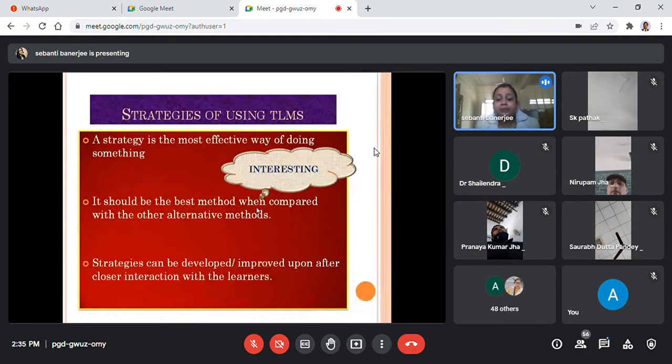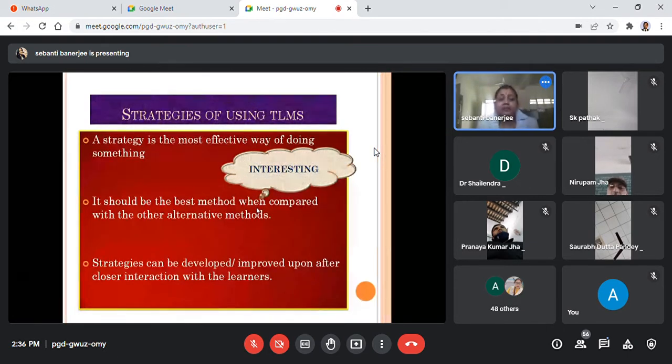Now, the strategies can be developed and improved upon after close interaction with the learners. First of all, we have to take the feedback of the learners. What are the requirements? What is the IQ level of the learners? Only after getting the proper feedback of the learners can we design our own TLMs and work out exactly what the requirements of the TLMs are.